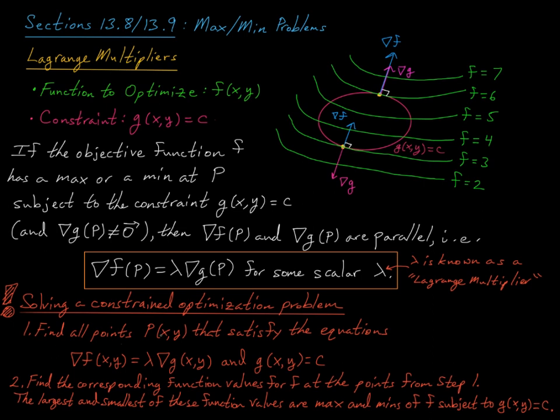Okay, so after we find all points P that satisfy these two conditions, we're then going to find the corresponding function values for our objective function f at these points from step 1. The largest and the smallest of these function values will be the max and min of our function f subject to this constraint. All right, so now let's go ahead and illustrate that with question 5 on the worksheet.